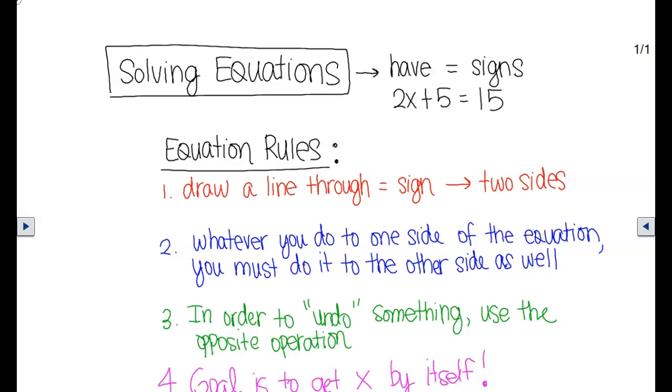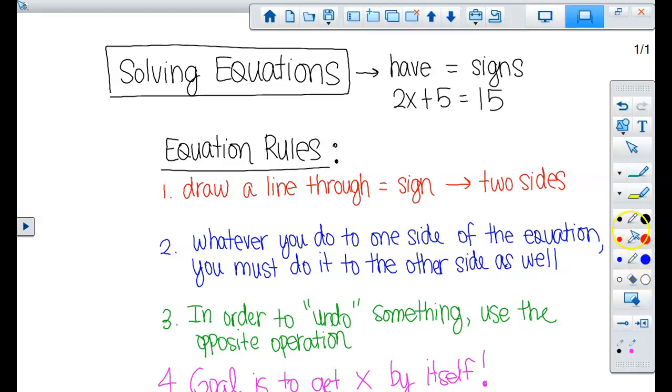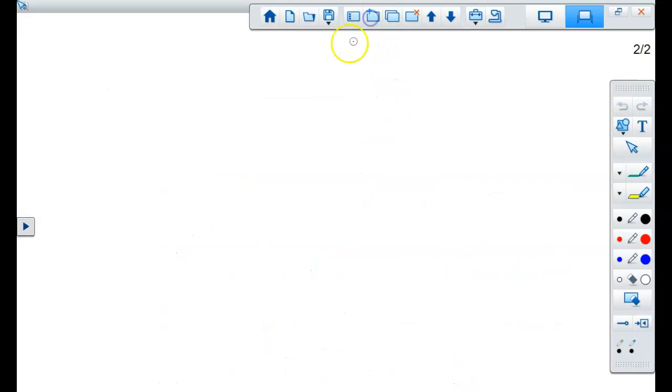So when we solve equations, we're going to draw a line through the equal sign so that we can clearly see the two sides. We are going to remember that whatever we do to one side of that equation, we have to do the exact same thing on the other. We're going to remember that if we need to undo something in an equation, we're going to do the opposite operation. And we're going to remember that the final goal, the big goal, is to get the x by itself. So these are our rules for solving equations.